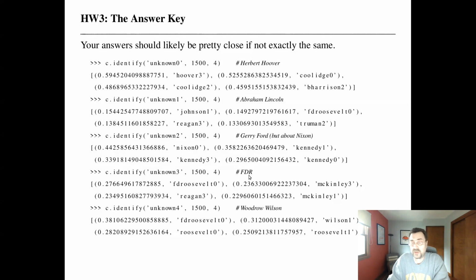The next unknown speech is FDR's Day of Infamy speech. It is very close to other speeches by Franklin Roosevelt, but also by McKinley and Reagan. And finally, the Wilson speech. I don't remember which speech this was. It may be the one where he sets up the League of Nations. It's also very close to Roosevelt's speech. Your numbers here should be similar, but may not be identical.